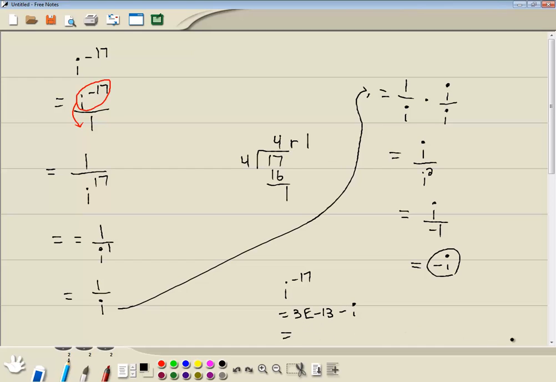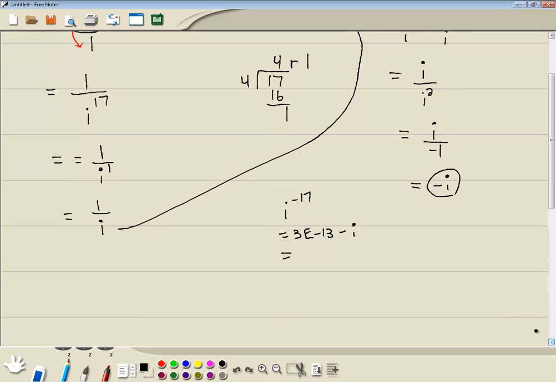Well, this is scientific notation. It means we're going to take 3 times 10 to the negative 13 power, and then the minus i comes down. Now this 10 to the negative 13 means I move my decimal place 13 places to the left. Now if I were to put a decimal, it would be right here. So I'm going to have 1, 2, 3, 4, 5, 6, 7, 8, 9, 10, 11, 12, 13, minus i. And that rounds to 0. So we'd have 0 minus i or negative i.